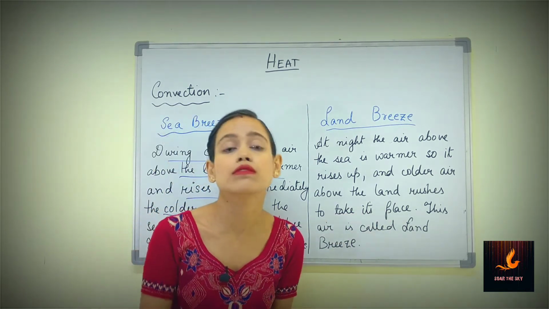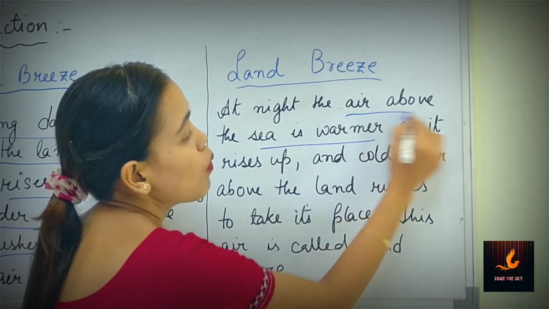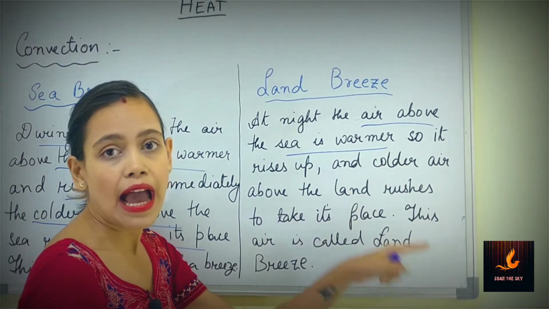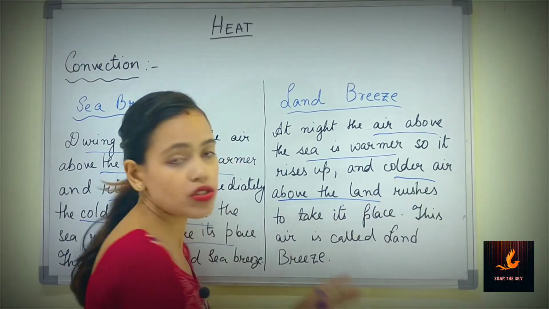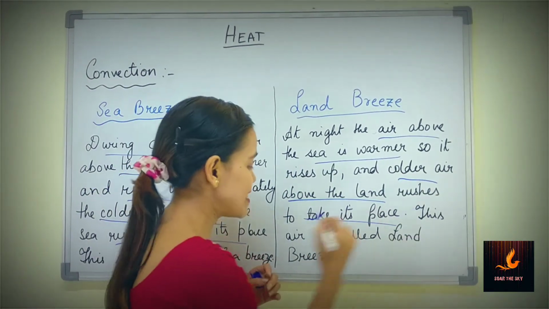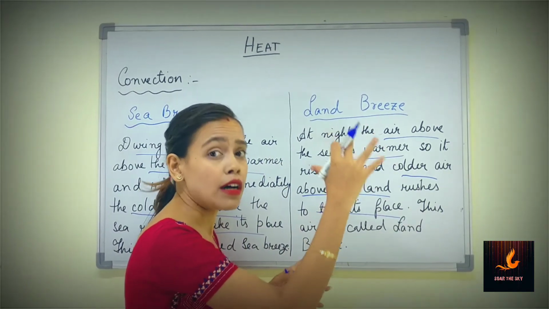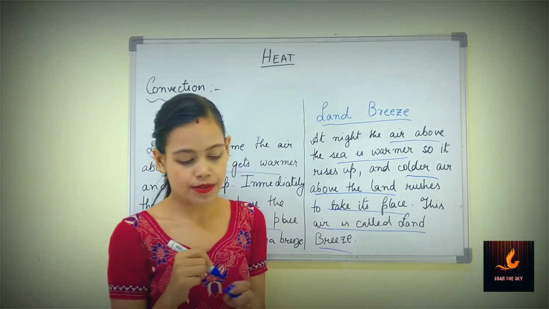So let's see what the definition is. At night, the air above the sea is warmer, so it rises up, and as the land gets cooled faster, the colder air above the land rushes to take its place. This air, the air above the land that is rushing to take the place of the air above the sea, is called the land breeze.